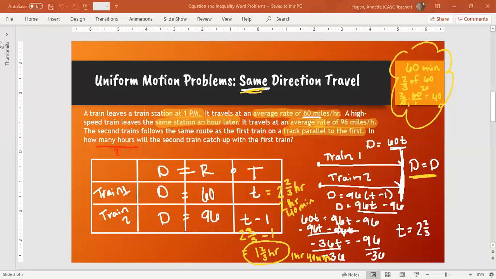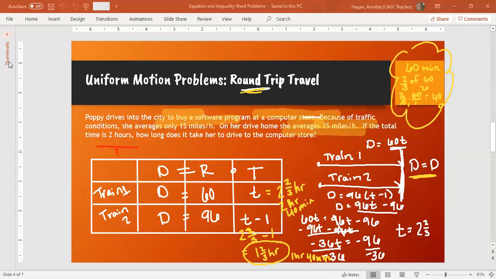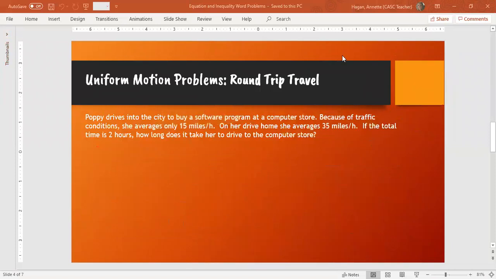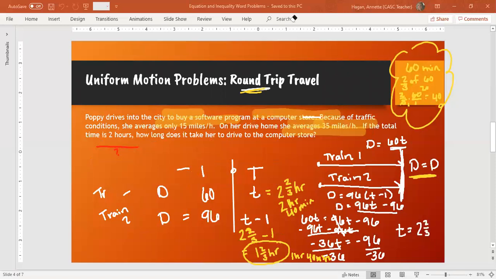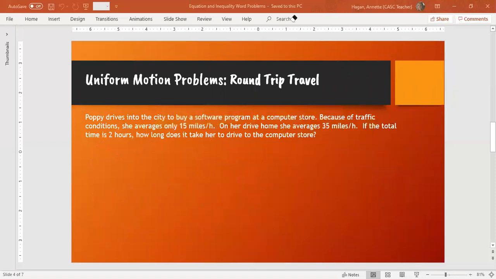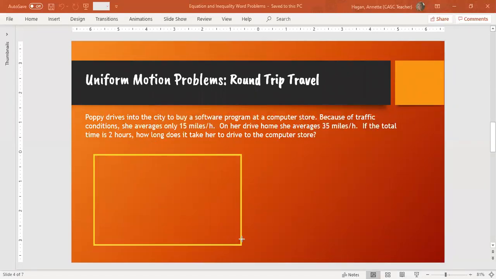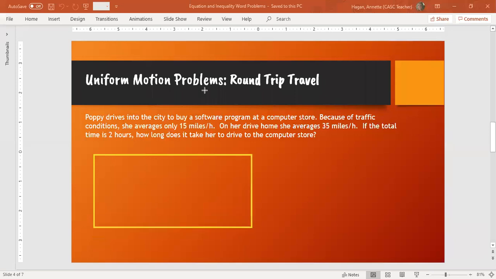Okay, this is our first type of uniform motion problem. Our second kind of uniform motion problem is round trip travel. If you think about it, round trip travel is where we're going to go somewhere and we're going to come back.